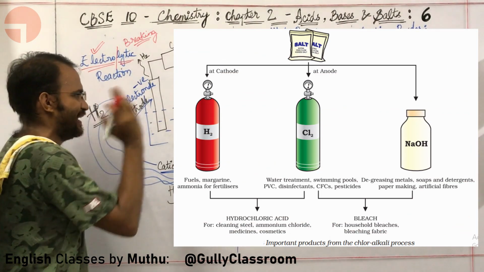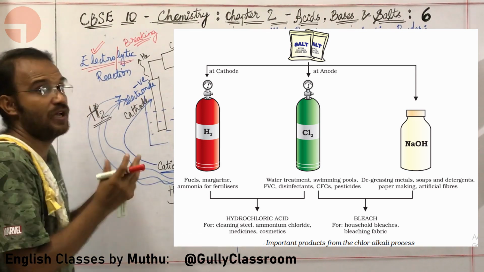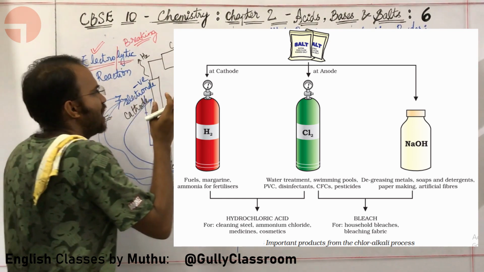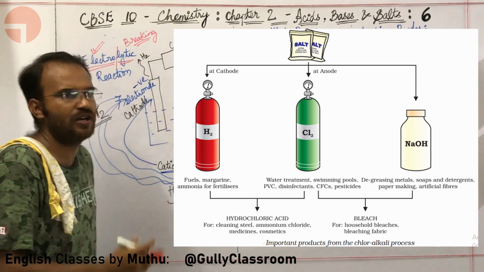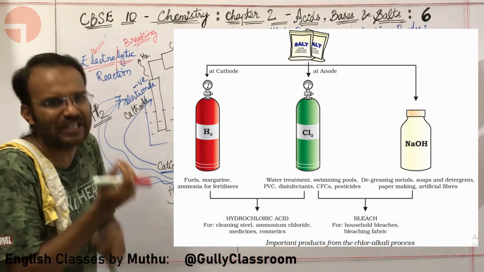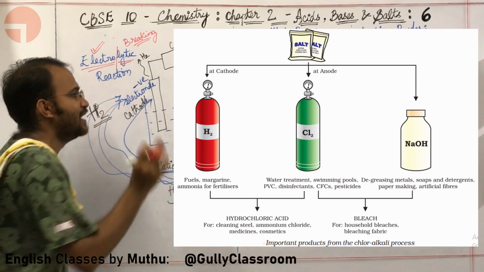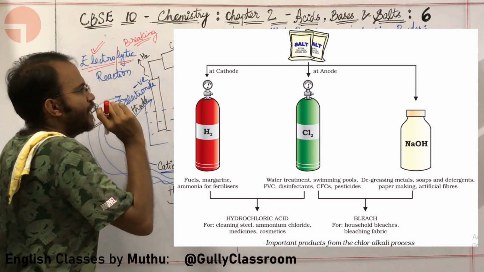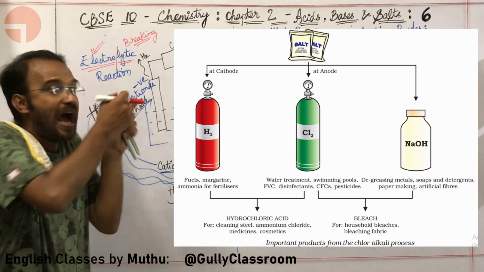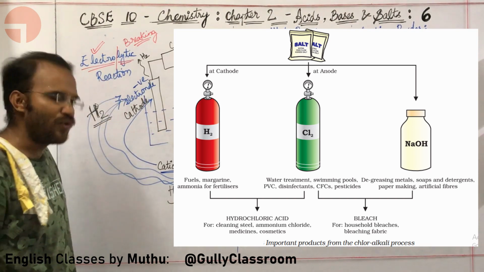First, let us take the product hydrogen. Hydrogen is used as a fuel. Obviously, hydrogen burns with a popping sound. It is extremely combustible. Hydrogen is used for producing margarine. What is margarine? Margarine can be called artificial butter. Hydrogen is also used for producing ammonia, which is in fact used for manufacturing fertilizers. Ammonia is used for manufacturing fertilizers.